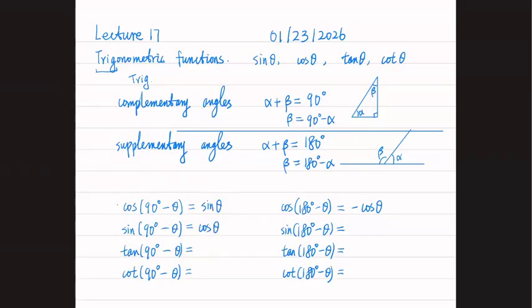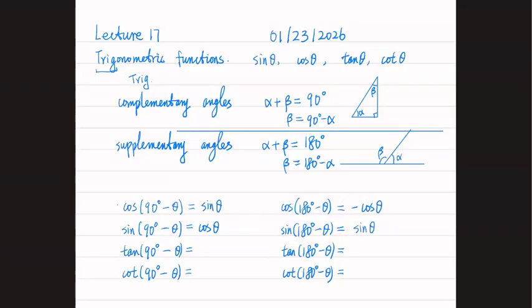Okay. And Kira, what about this one? Negative sign? Okay, so for the supplementary angles, cosine has a negative sign, but sine has the same sign, still positive, I think. Still positive, yes.